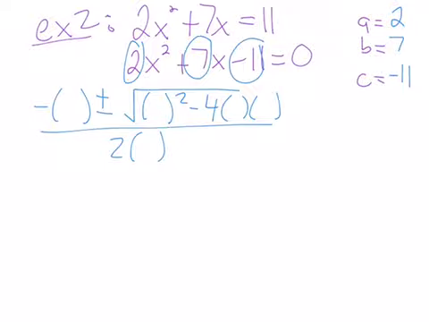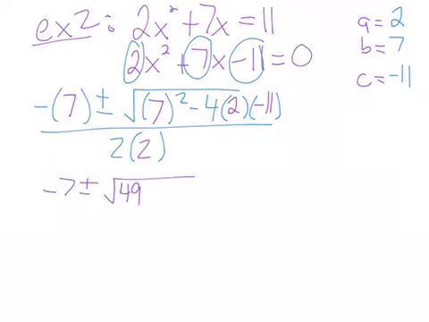Now let's go back in and fill in my numbers. So my b value is going to be a 7. Then it's 4ac. My a is a 2. My c is a negative 11. And on the bottom, my a is a 2. From here, we just have to simplify. So in the front, I have a negative 7 plus or minus. 7 squared is 49.